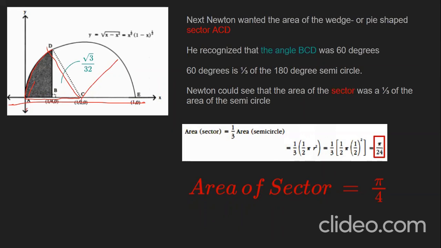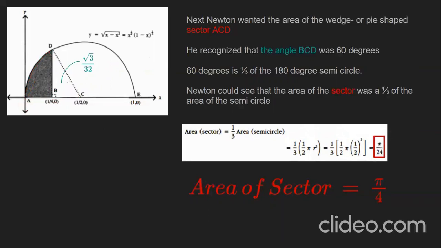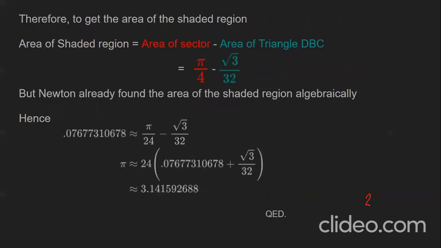He knew that this was a third because this triangle right here was a 30-60-90 triangle, so that's easy to find. So he learned that the area of the sector was pi over 24, and he knew that the triangle inside of that was √3 over 32. So what do you do to find the shaded region? You subtract those two numbers. Hang on. Is it pi over 4 or pi over 24? You're right, 24. Yeah, that's definitely going to pop up in the rest.